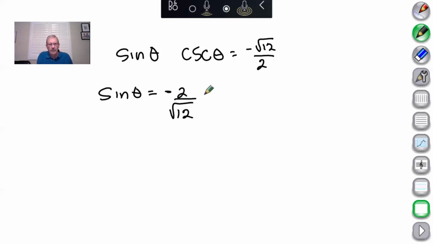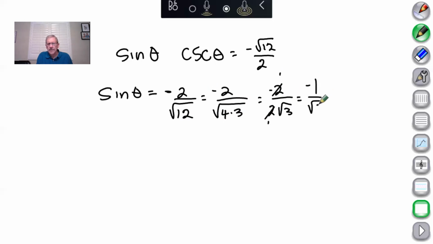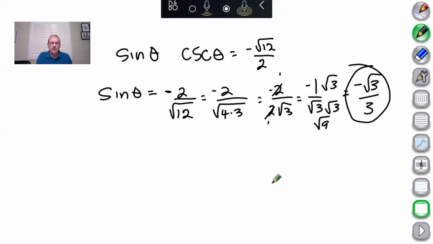But I want to simplify radical 12. So this would be negative 2 over square root of 4 times 3. The 4 comes out as a 2, so it's negative 2 over 2 radical 3. These cancel, so now I have negative 1 over radical 3. But I want to rationalize that, so I'm going to multiply the top and the bottom by radical 3. We want them in a form where the denominator, in this case the square root of 9, which is 3, is a whole number. And so this would be my solution. A little bit more complicated than maybe we had hoped for.